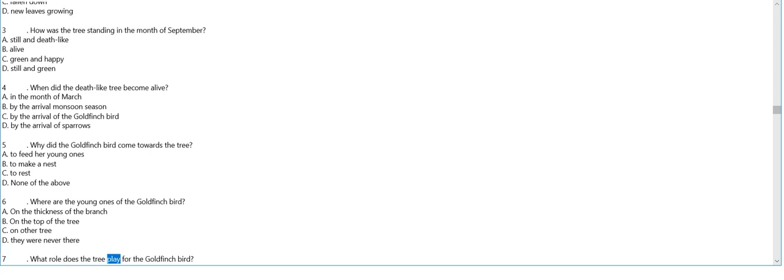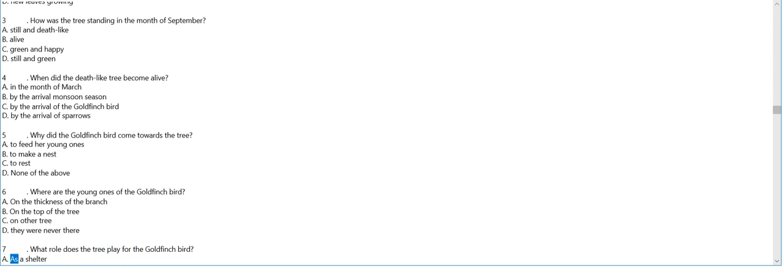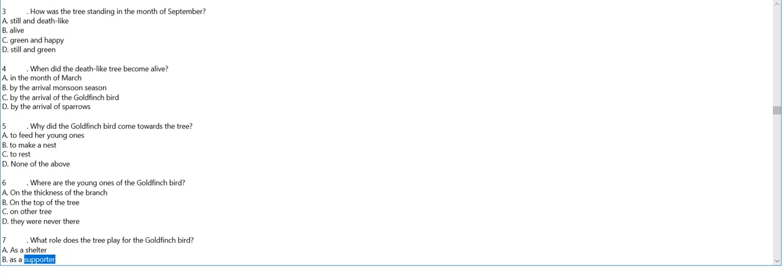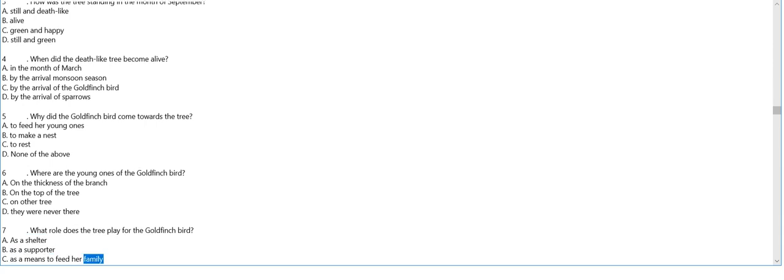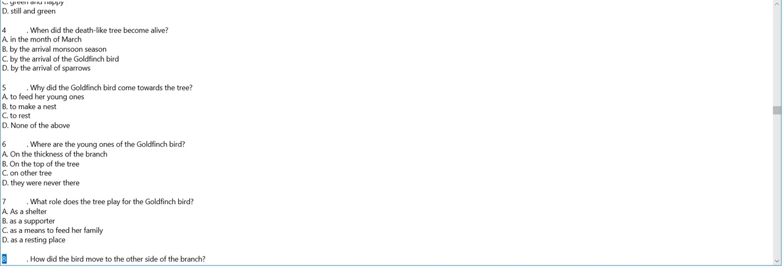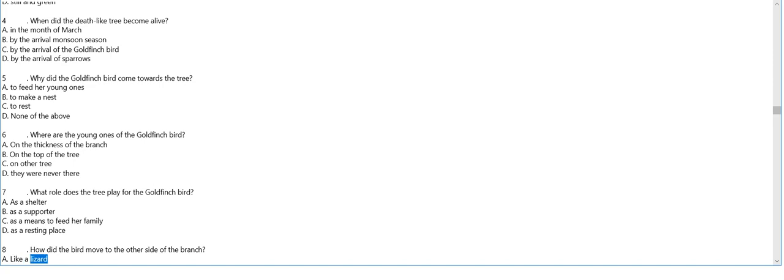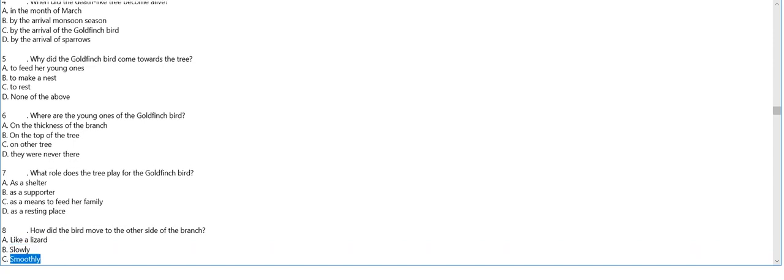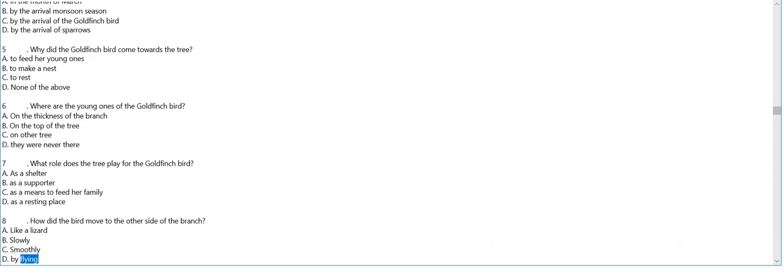7. What role does the tree play for the goldfinch bird? A. As a shelter. B. As a supporter. C. As a means to feed her family. D. As a resting place. 8. How did the bird move to the other side of the branch? A. Like a lizard. B. Slowly. C. Smoothly. D. By flying.